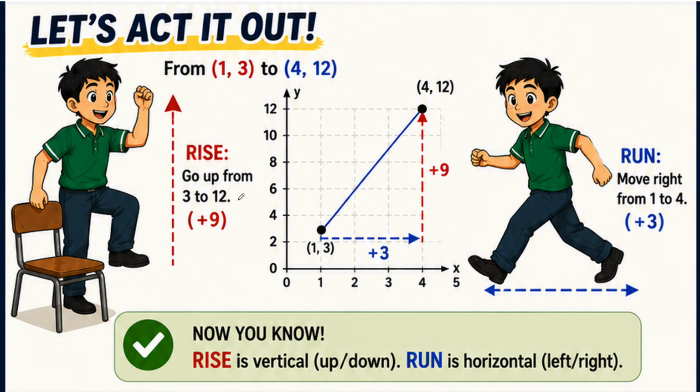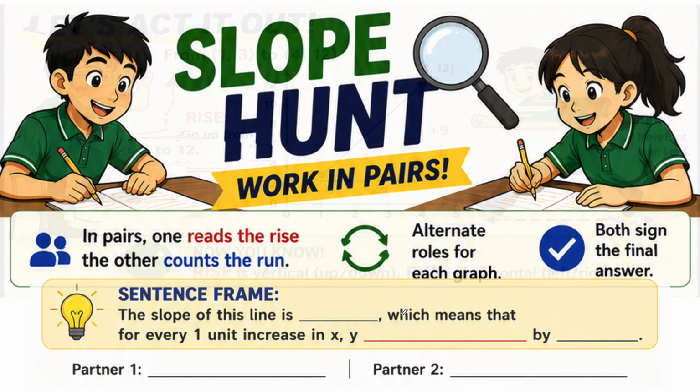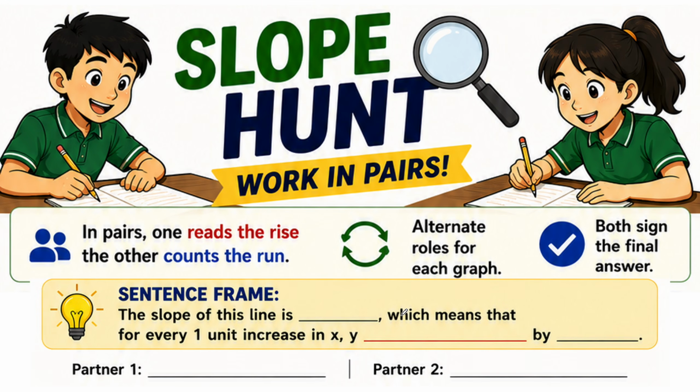Again, rise, go up from 3 to positive 9. Move to the right from 1 to 3. So, that's how we identify it or how we act it. Now, in our classroom, we're going to work this out.